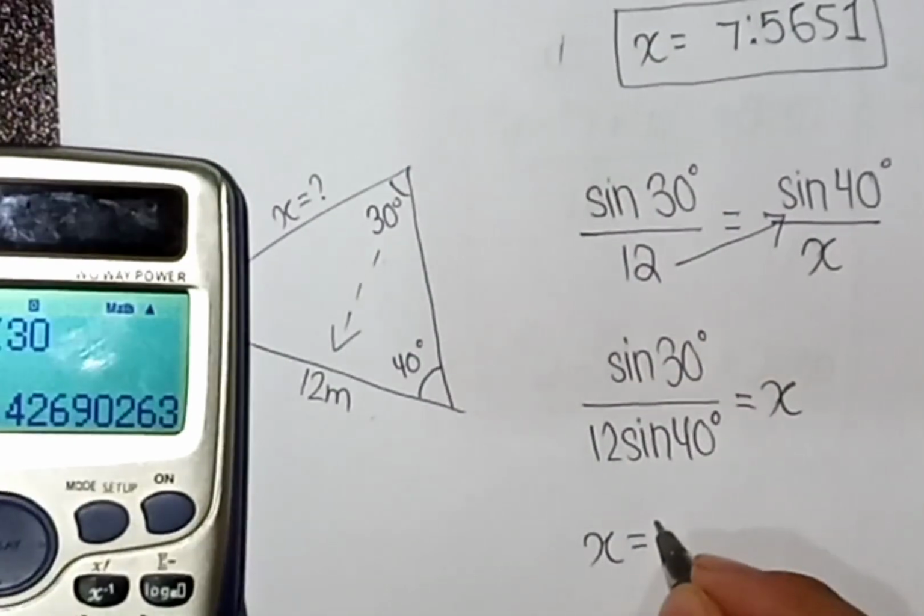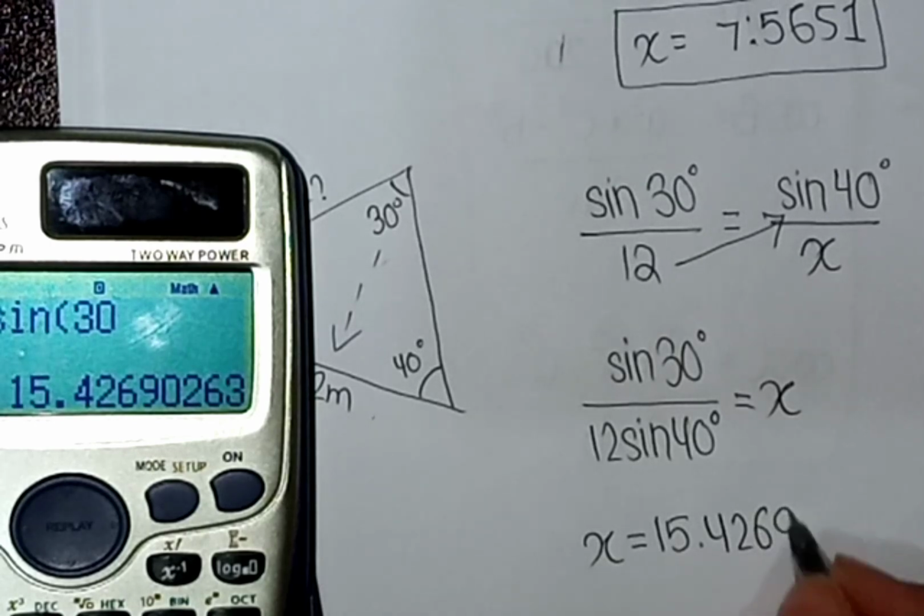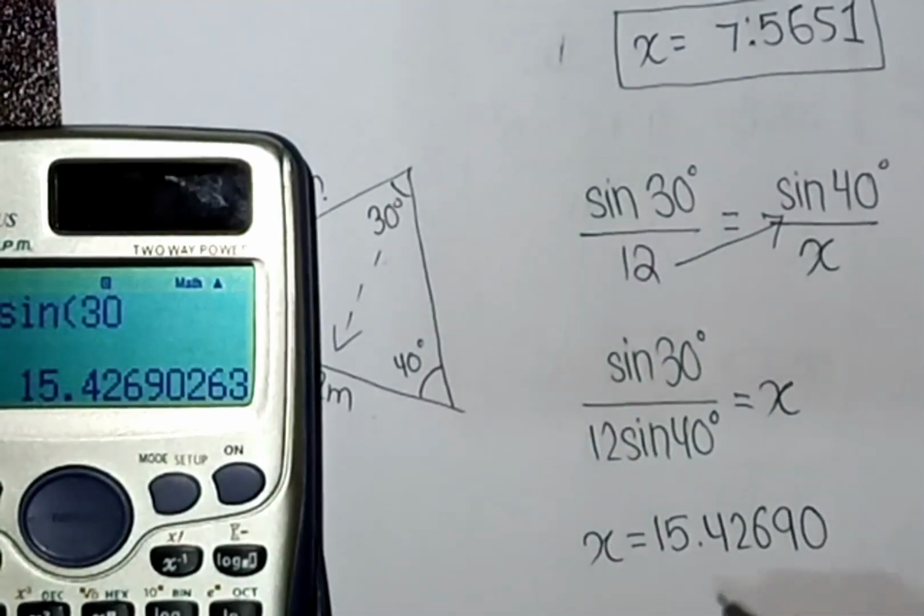x is 15.42690. I would like to put it to 5 significant figures.